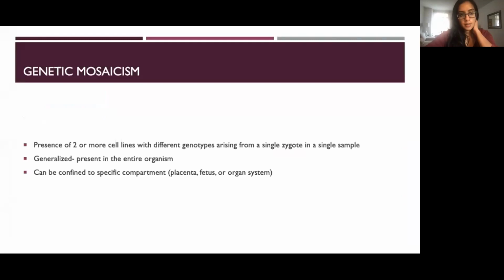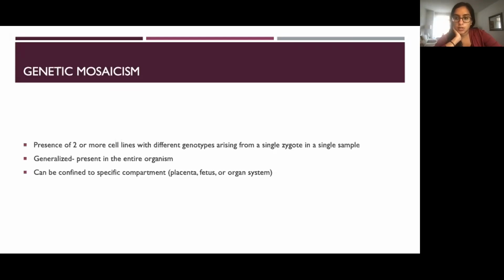So genetic mosaicism is the presence of two or more cell lines with different genotypes arising from a single zygote and a single sample. It can be generalized, so that means if it's present in the entire organism, or it can be confined to a specific compartment, like the placenta, the fetus, or a different organ system. Depending on if improper chromosome segregation occurred during meiosis, the early postzygotic mitosis, or the late postzygotic mitosis will determine whether it's generalized or confined to a specific compartment.